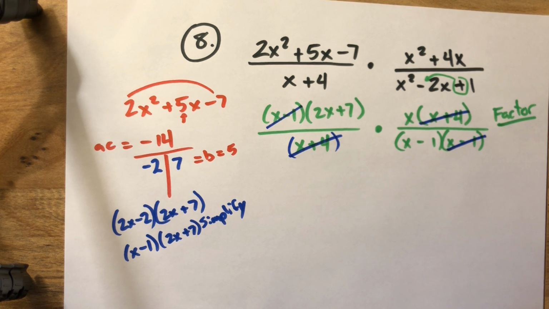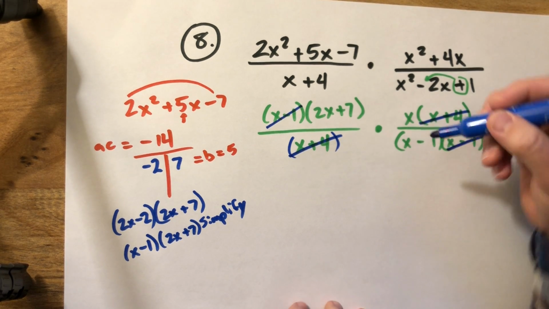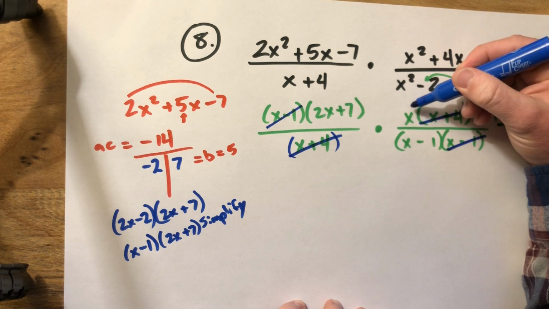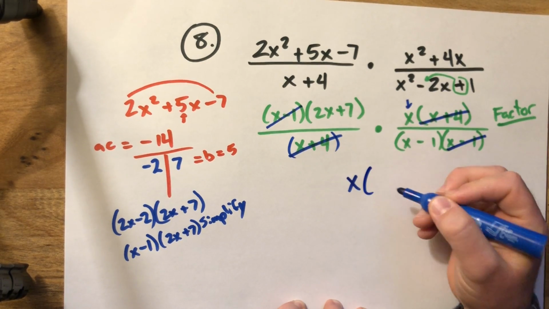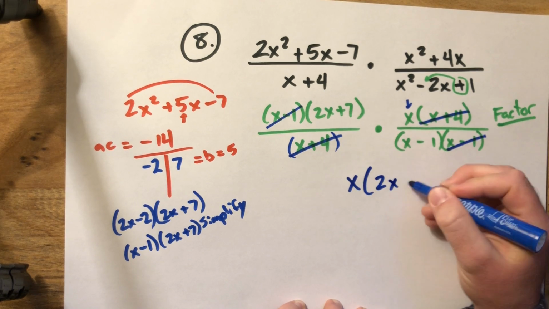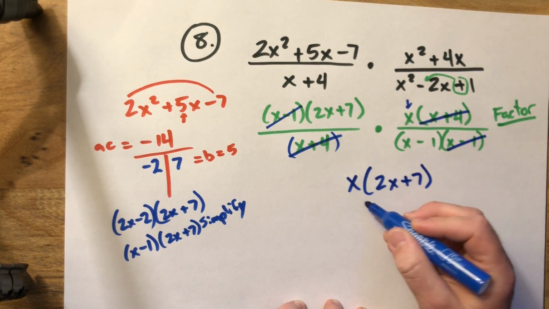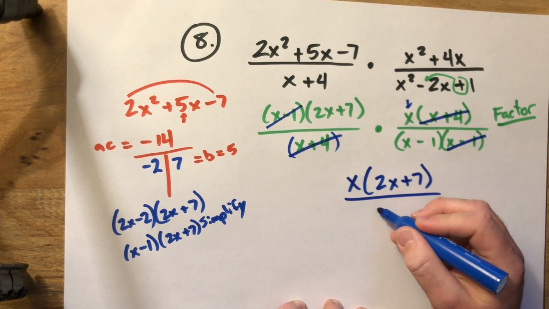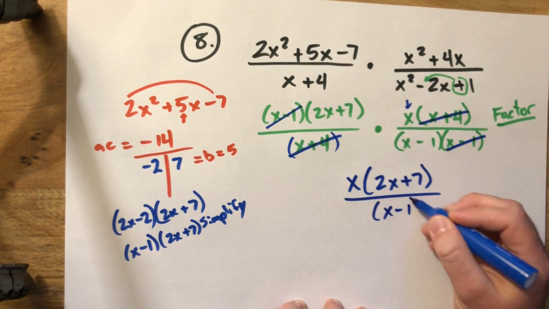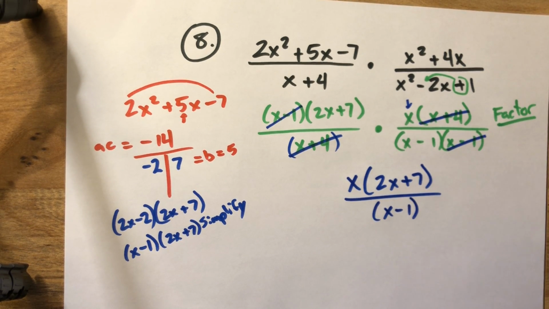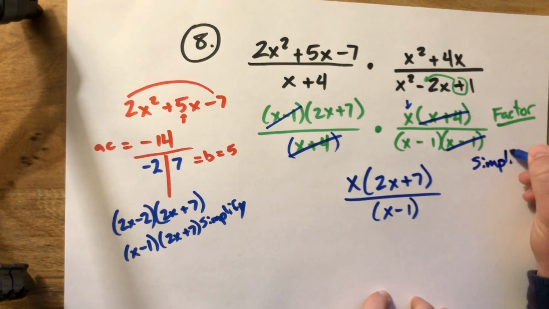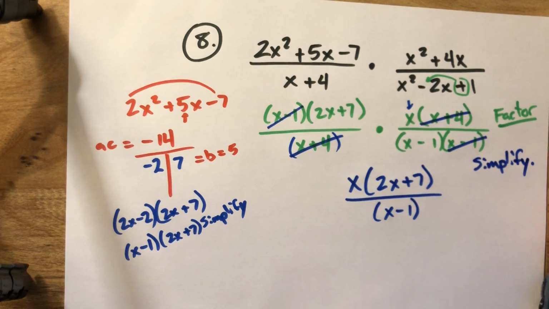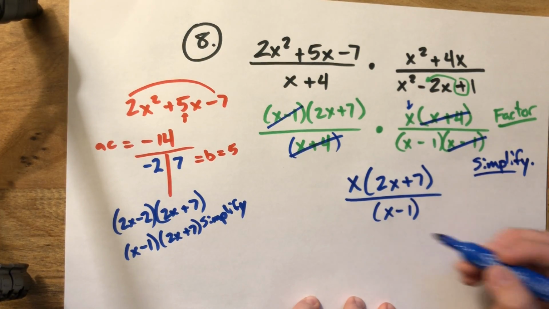From there, good simplification, I think I'll regroup. Now keep in mind I have this x, so don't forget that x. x times a quantity, 2x plus 7, all divided by x minus 1. Double check that you can't simplify anymore. And I think that's it. I think we're good.